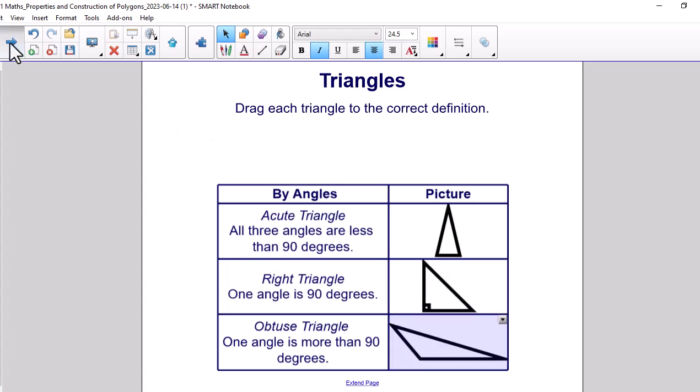So finally, our final answer shows these pictures next to the definition of the 3 angles, or 3 classifications of triangles by their angles.